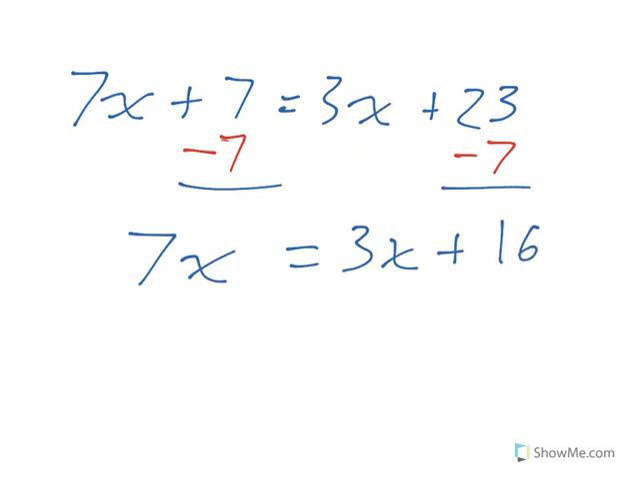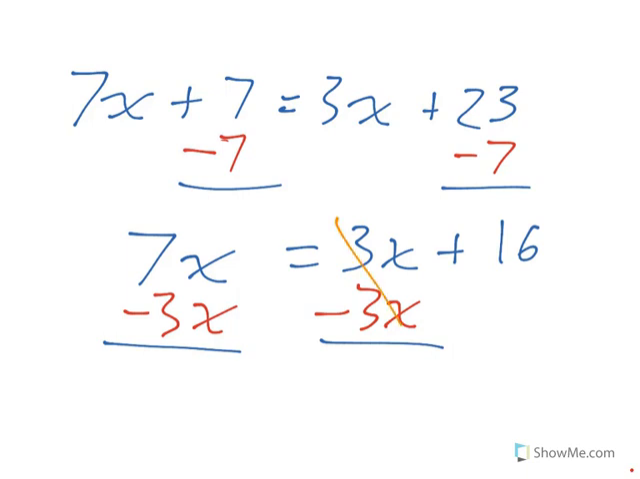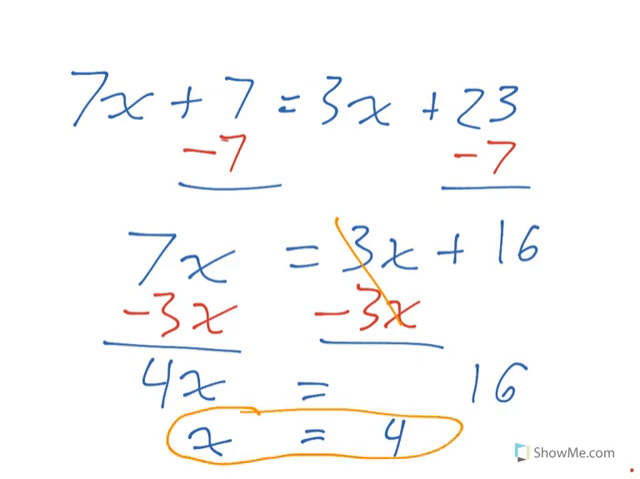Now what do we do? I think it's easier if you put it like this: minus 7 from both sides. Minus 3x. That would be 4x. Then 4x equals 16, and move that there. That would be 16 divided by 4, that would be 4. So x equals 4.